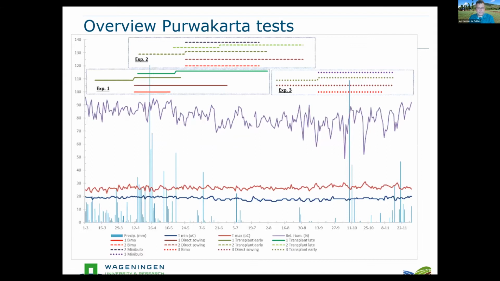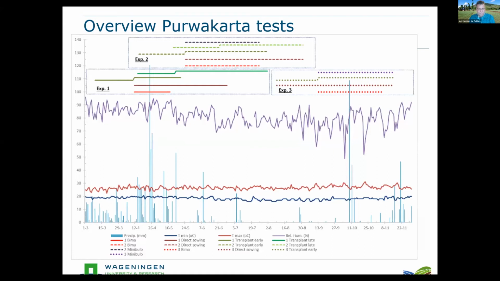For Purwakarta, we had 3 tests. In the box on top of the graph, you can find different lines indicating the field period for the different experiments. So if you look at experiment 1 in the box, you find 4 lines. The red line indicates the field period for the traditional Bima. The line on top of that indicates the field period for direct sowing. And the green lines indicate the transplant. Then you can see a low line and a high line. The low line indicates the nursery phase. And the high line indicates the field phase.